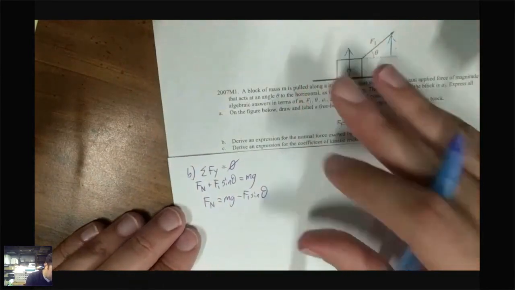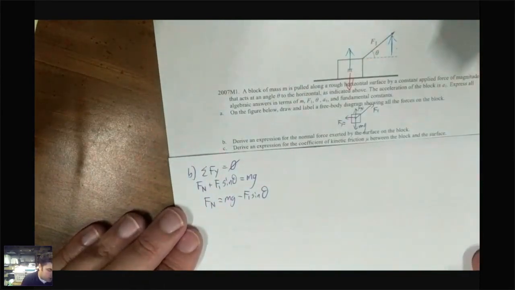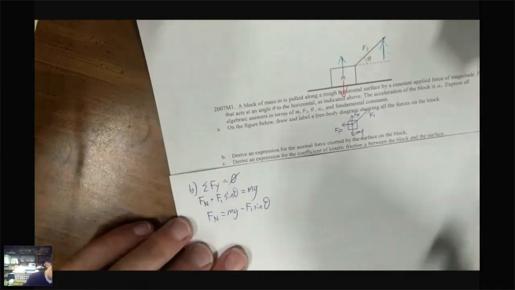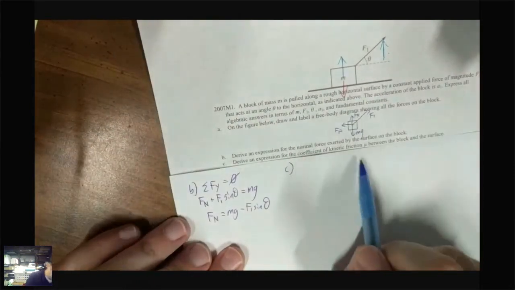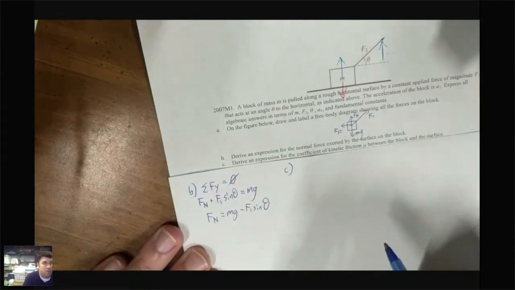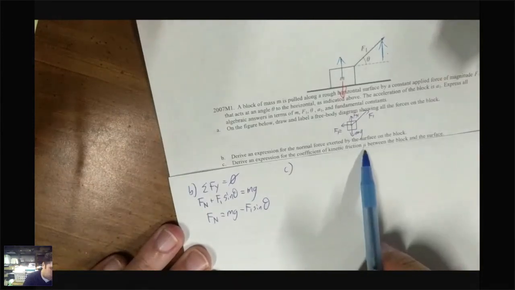Part C, derive an expression for the coefficient of kinetic friction mu between the block and the surface. All right, so we got to find some mu here going on. So for this, mu only shows up in one equation. So I suppose we should do that one. Well, should we? Not yet. We're not going to jump into mu yet.